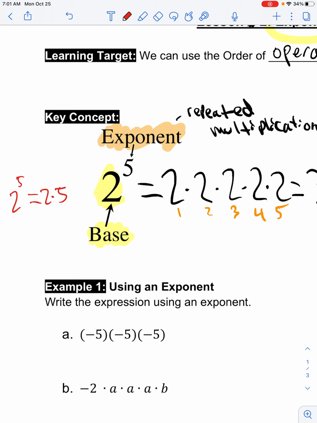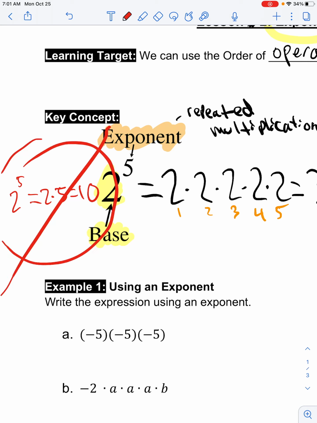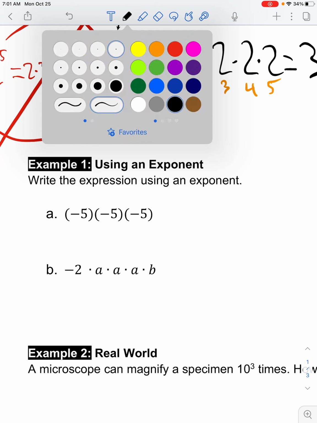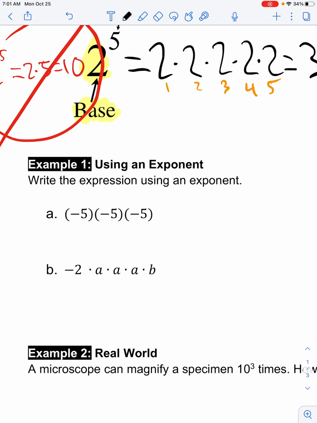Do not say, oh, 2 to the 5th power equals 2 times 5, which equals 10. No, it does not. That is a super common mistake that students make. Please do not do that when you are doing exponents. You will see exponents as you continue to move forward in your math classes because it's an easier way to write out problems.